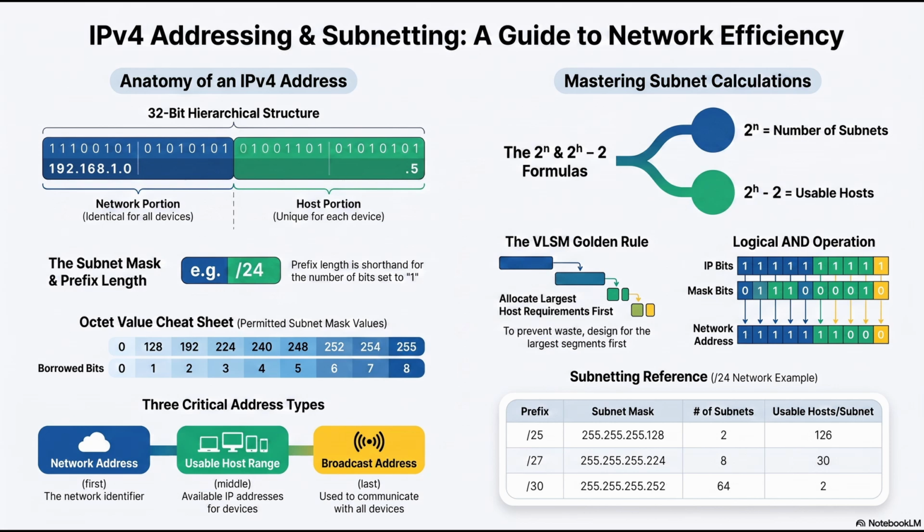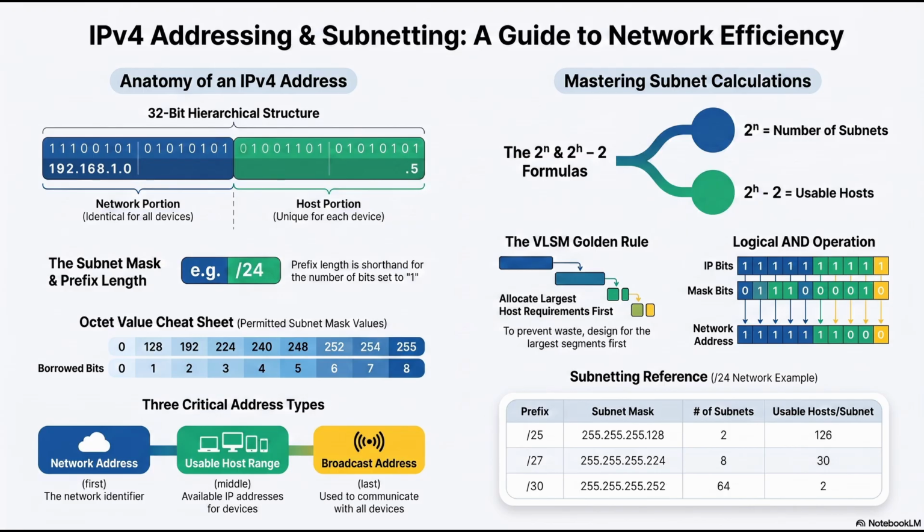Wait, let me try this out loud to make sure the mechanics make sense. If I look at my host bits and I borrow just 2 of them, 2 to the power of 2 is 4. Right. So by borrowing 2 bits, I just built 4 soundproof rooms. You did. You took one large network and sliced it into 4 separate subnets. Okay, that covers how many rooms I built. What about figuring out how many devices I can actually put inside each of those new rooms?